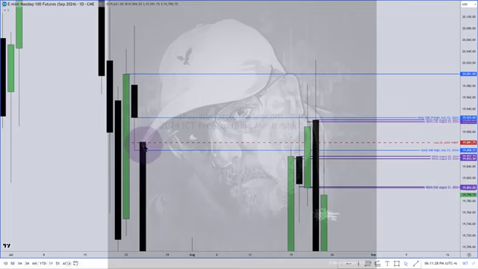So that is a volume imbalance. The wick may travel and it may open up above the previous candle's low. That does not negate this being a volume imbalance.